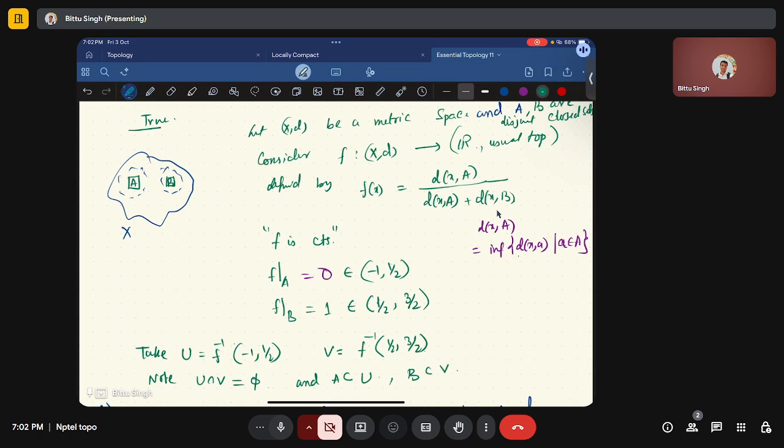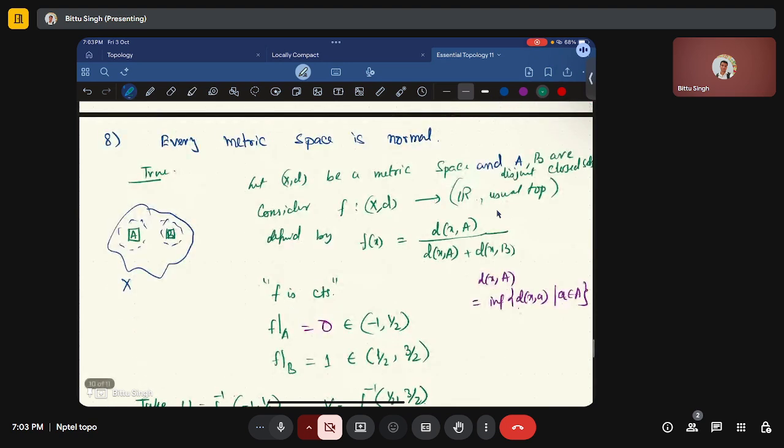So from all of this, it is clear there exist two open sets which separate the disjoint closed sets, right? So U and V are those open sets. Therefore, X is normal. So every metric space must be a normal space. Okay.